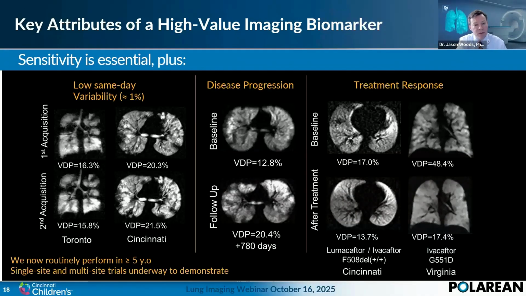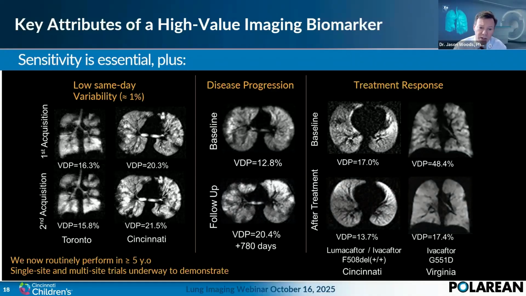So this is my view of what is important for an imaging biomarker. So sensitivity, sensitivity, sensitivity. Sensitivity is important, but we also need low same-day variability, and we've demonstrated that in a number of single-site studies and a multi-site study that was published last year, that indeed we have low same-day variability, roughly 1%, and in CF lung disease it's closer to 2% because there are some mucus plugs that move around in CF. It's important to be able to see disease progression. That's in the center.